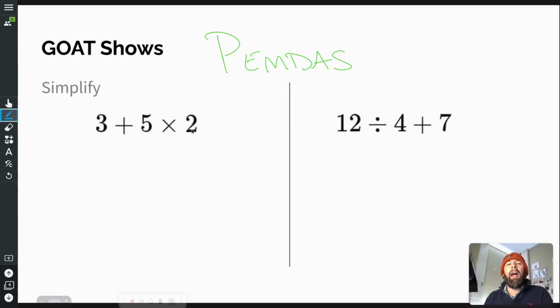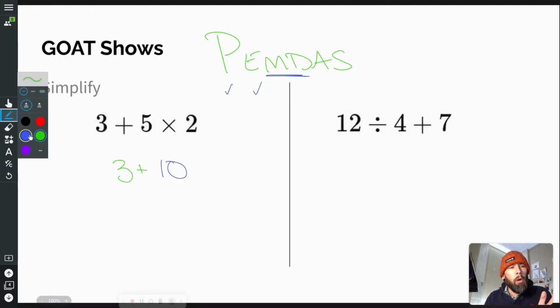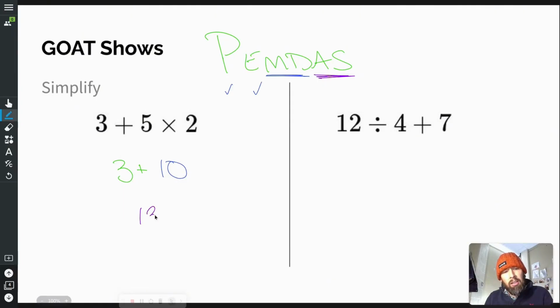Simplify 3 plus 5 times 2. Go in order. Do everything inside the parentheses first. I don't have anything. Do any exponents. I don't have anything. Multiply or divide left to right. I do have a multiplication thing. So I'm going to do 5 times 2 first, which is 10. And then you drop down the 3 plus part. Once you're done with all of your multiplication and division, then you do addition, subtraction left to right, and 3 plus 10 is 13.